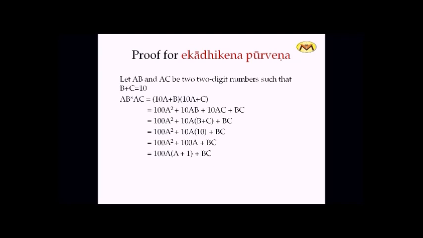I'm sure if they would take out some time and try to make an effort to prove each of the techniques, then they'll see that it is not just a bunch of tricks, but there can be an algebraic proof to back every sutra. So here's one very simple sutra and very simple proof, that of Ekadikena Purvena: AB multiplied by AC, where B plus C is 10. We can just expand it algebraically, and then we can see why it works.